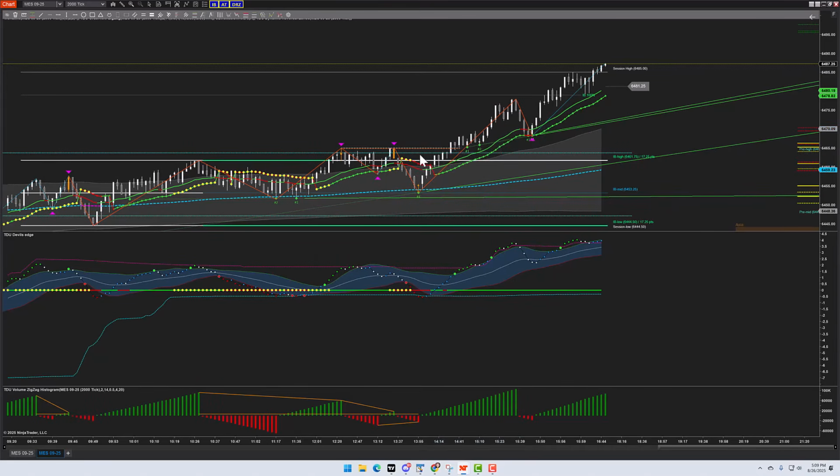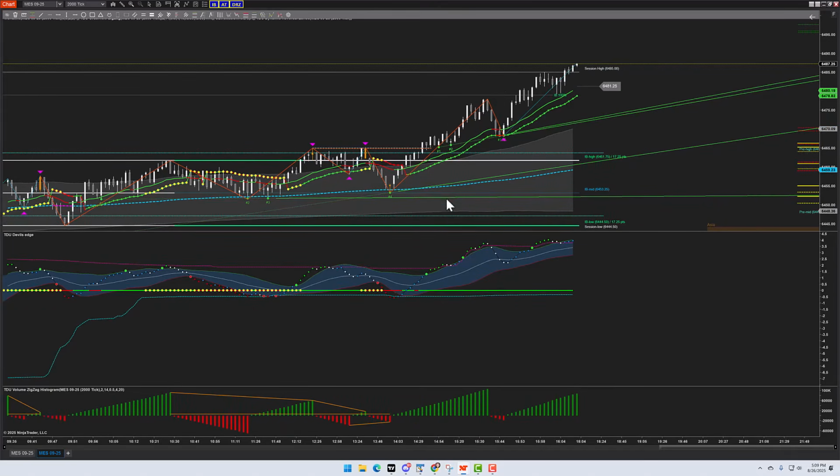You don't get the, again, careful about the chase here. Yes, it would have worked today, but more often than not, this can be problematic. You do get the little, it's likely you've got a little order block here. As we come back to it here, there's the trade of the day.